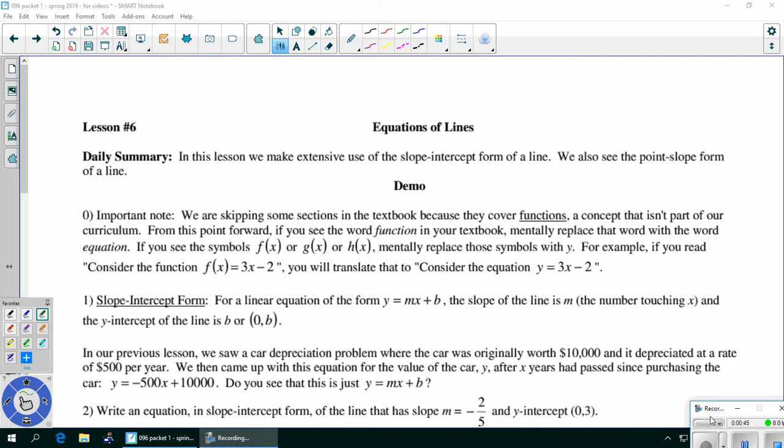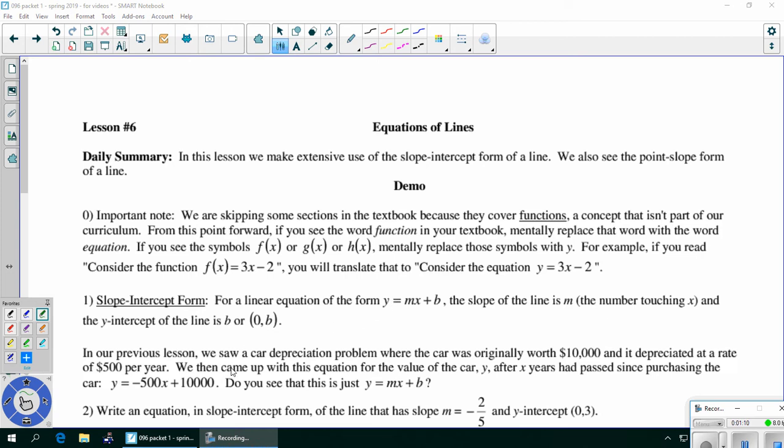Slope-intercept form. For a linear equation of the form y equals mx plus b, the slope of the line is m, that's the number touching x, and the y-intercept of the line is b, or (0, b). So you've seen in probably some other math class this y equals mx plus b form. Again, the number touching the x is always the slope, and the number sitting by itself is the y-intercept, provided the y is by itself on one side of the equation.